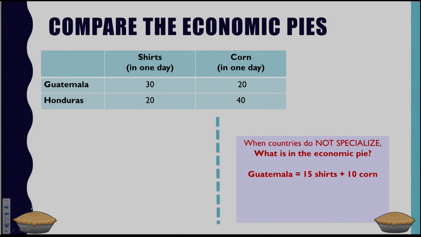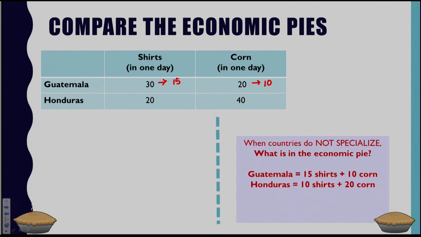Guatemala, if they spend half of their time producing shirts, they can produce 15. How did I get that? Well, let's come up here and take a look. They can produce 30 in one day. So if they spend half their day, they can produce 15. Now, they can also, in Guatemala, produce 10 corn in half a day. Again, how did I get that? Because they can do 20 in one day. Spending half a day gives us 10. So 15 shirts and 10 corn for Guatemala.